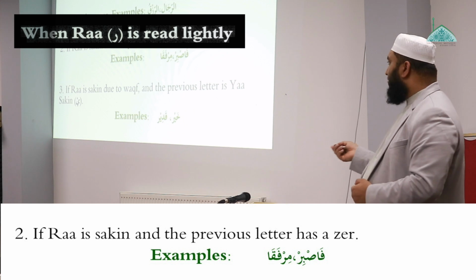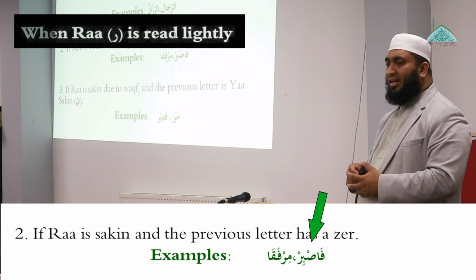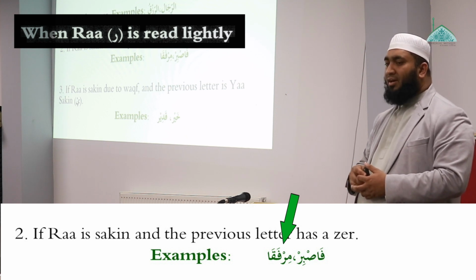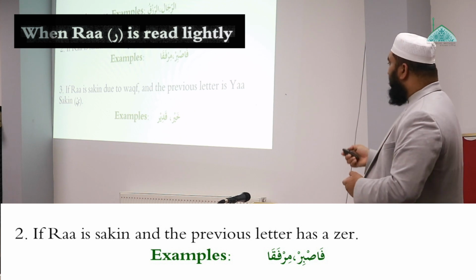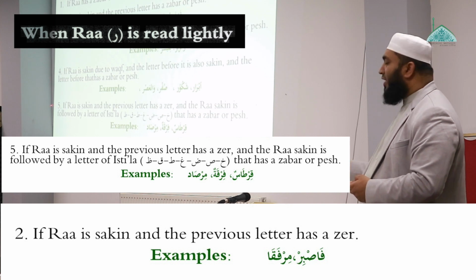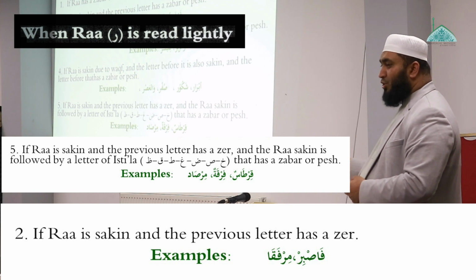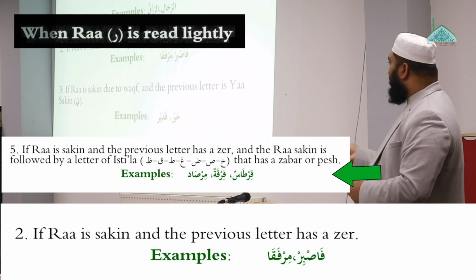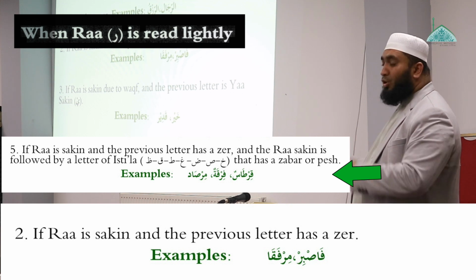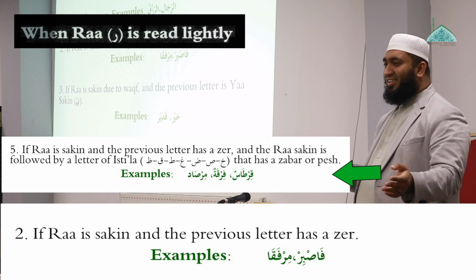If Ra is sakin and the previous letter has a zer, Ra is light. Fasbir, Mirfaqa. Now this rule number 2 will be merged with number 5 of that rule. So if you remember, yes. So the only difference is, for this one, if Ra is sakin and the previous letter has a zer, it is light, always, when there is no letter of isti'ala after the Ra sakin.